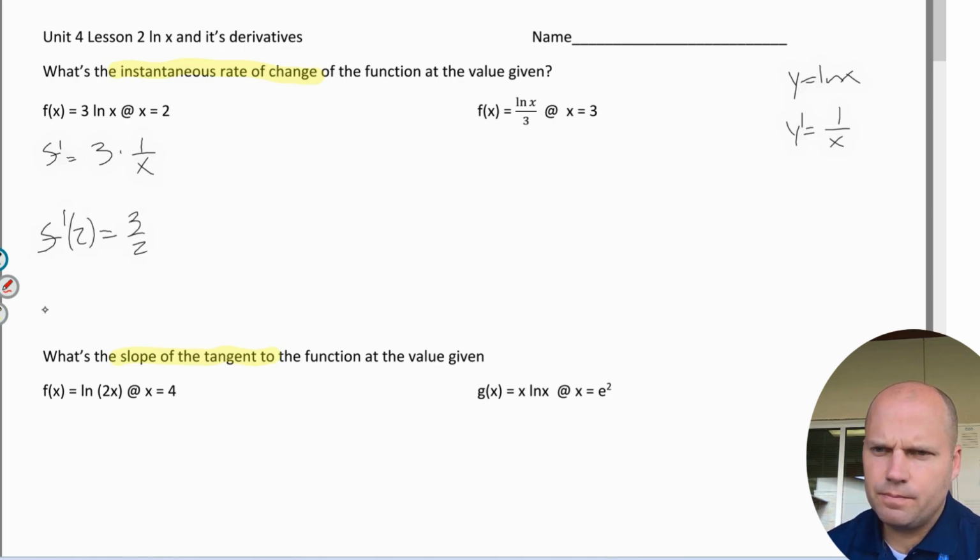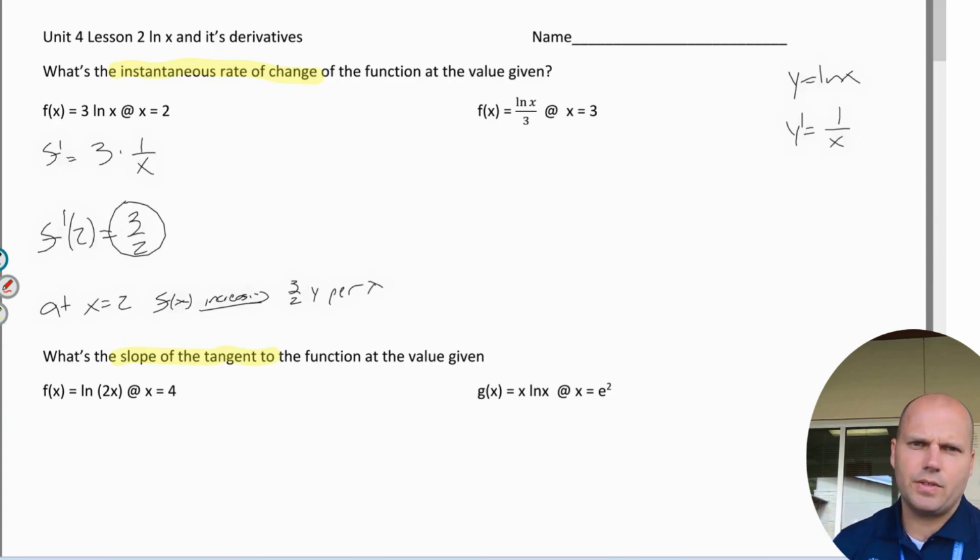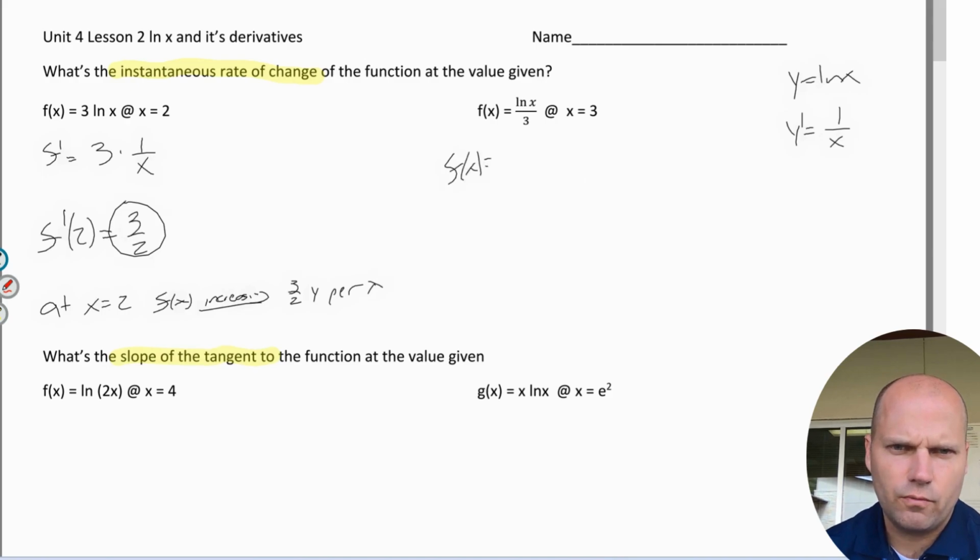What does this mean? At x equals 2, f of x is increasing 3/2 of a y per x. Why do we say increasing? Because the slope is positive. You got a fraction. Don't freak out. Yeah, no problem.